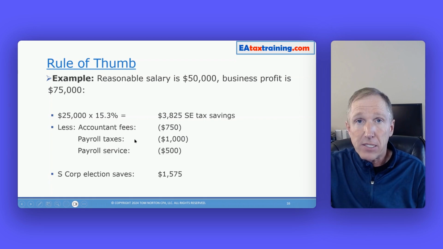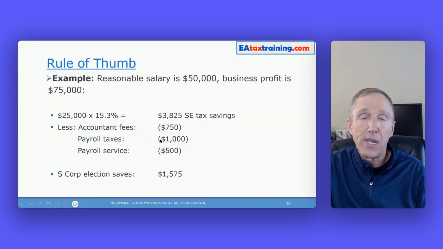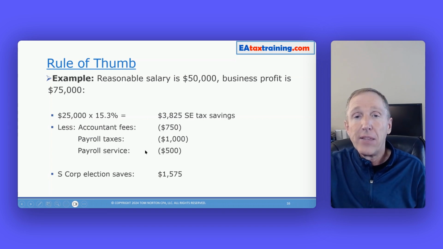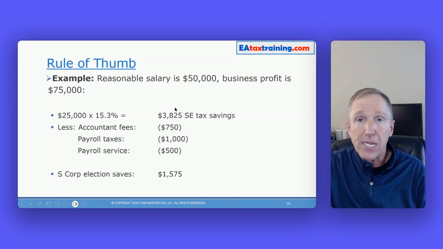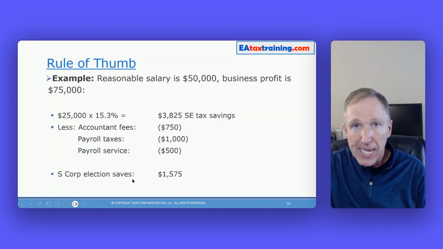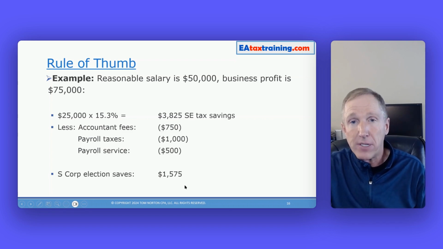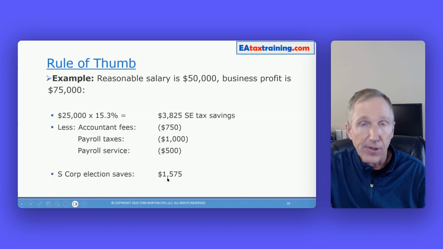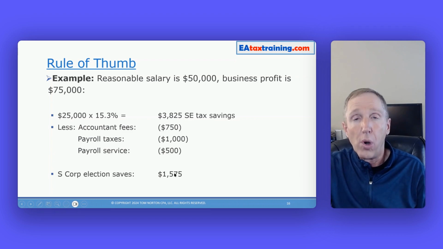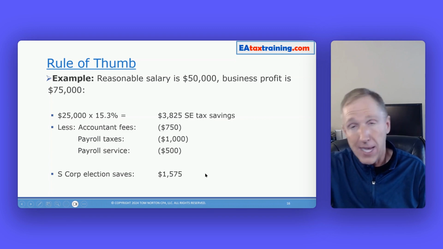Then you've got payroll taxes to consider. And again, I'm just estimating here, but let's say that your extra payroll taxes that you would have to pay are $1,000, and that is going to cost you $500 a year to have a payroll service run your payroll. So we're going to subtract all those costs from our tax savings, and you end up with saving, by becoming an S corporation, $1,575 per year. And then you have to decide, is saving $1,575 per year worth the extra risks and the hassles of making the S Corp election?